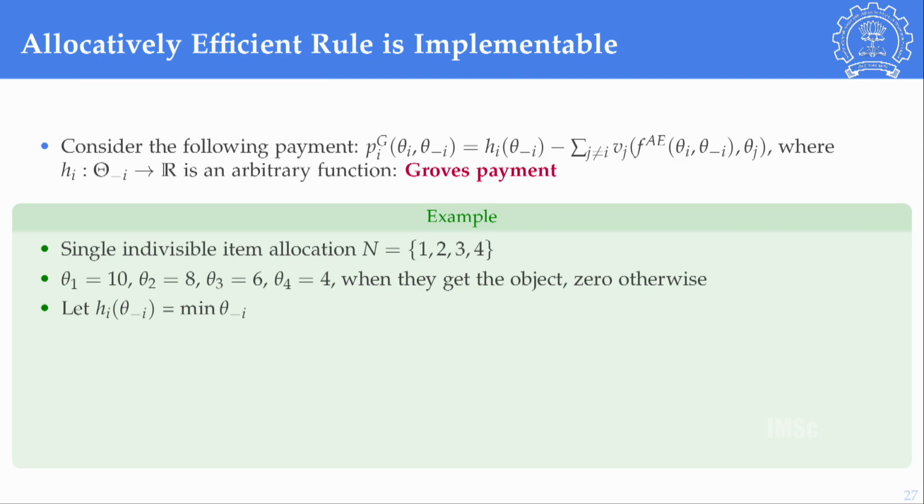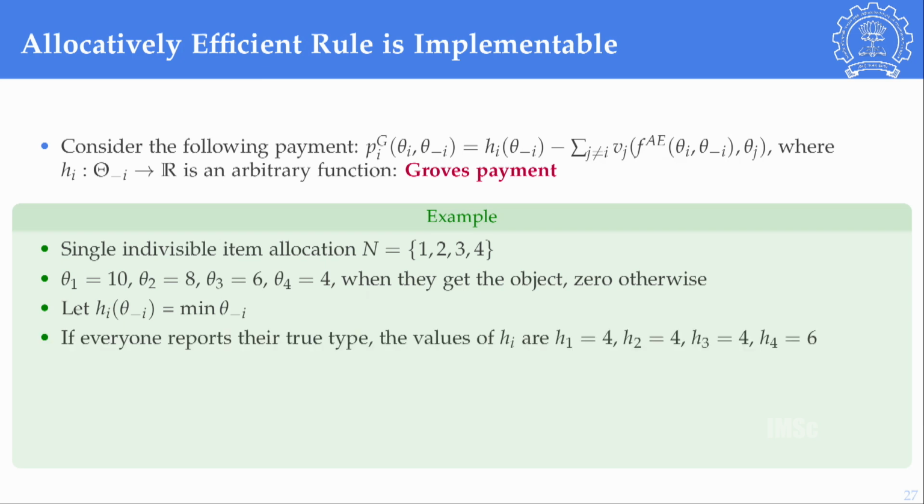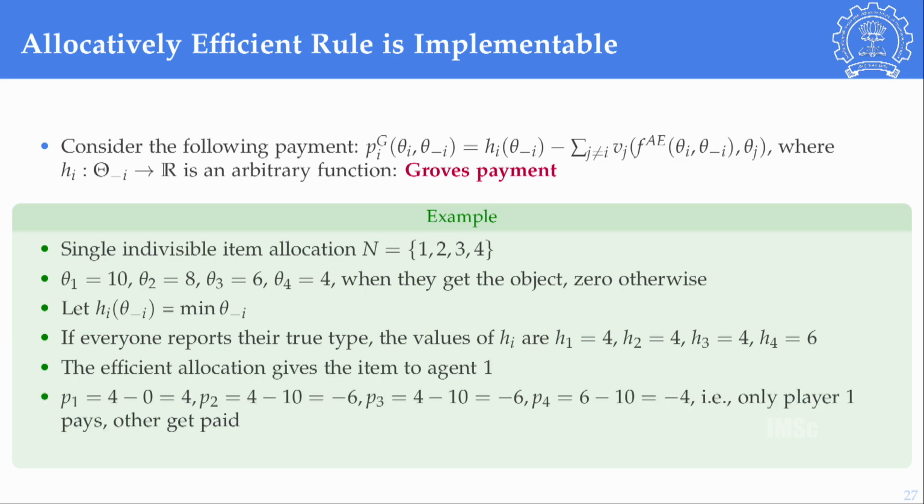So, h i of theta minus i is, suppose, the minimum of all these theta minus i's. It could be any function, I am just choosing this min. And if these are the reported values, then you can just work it out. The minimum will be 4, 4, 4 and 6 for this. Now, what will be the payment? The efficient allocation gives the item to agent 1. So, how do we calculate P1?